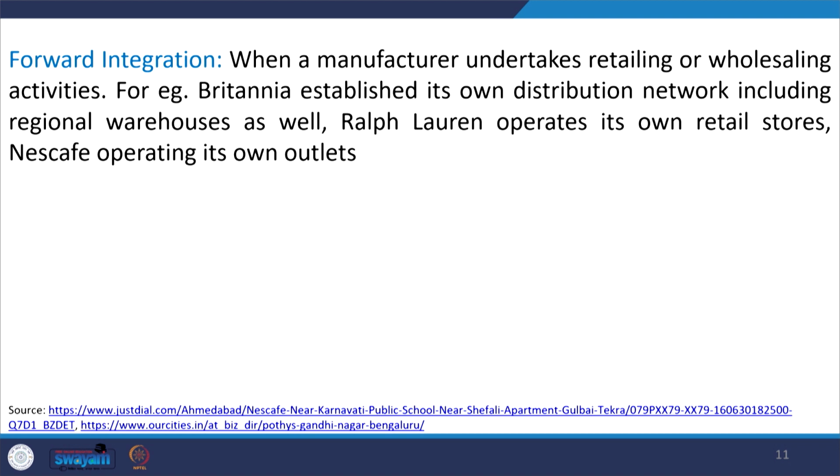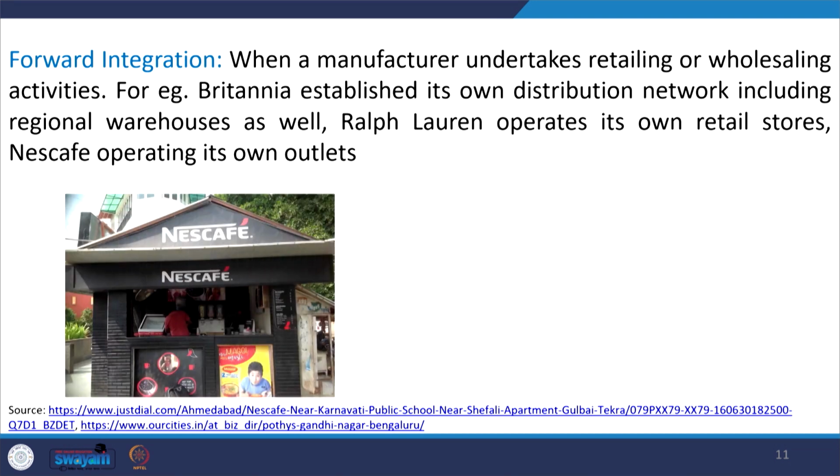Now we will be talking about forward integration. If you remember, in this case we see a manufacturer moving forward and either taking up wholesaling activities or retailing activities on their own. If we consider the example of Britannia, they established their own distribution network including regional warehouses. And if you consider the example of Ralph Lauren, they actually operate their own retail stores. Nescafe is also operating its outlets nationwide. In the snapshot, you can see one of the examples of an outlet of Nescafe.